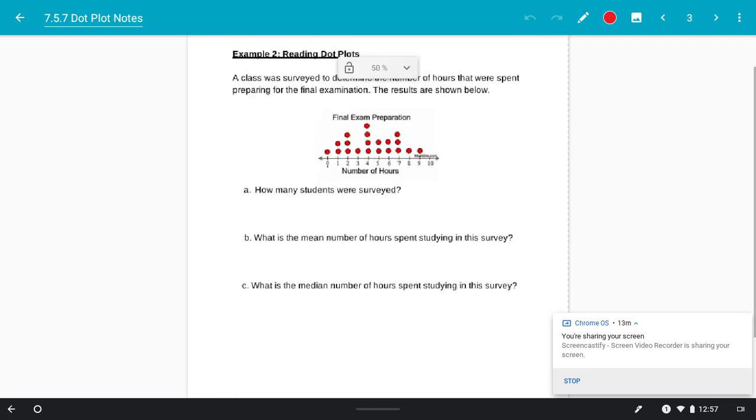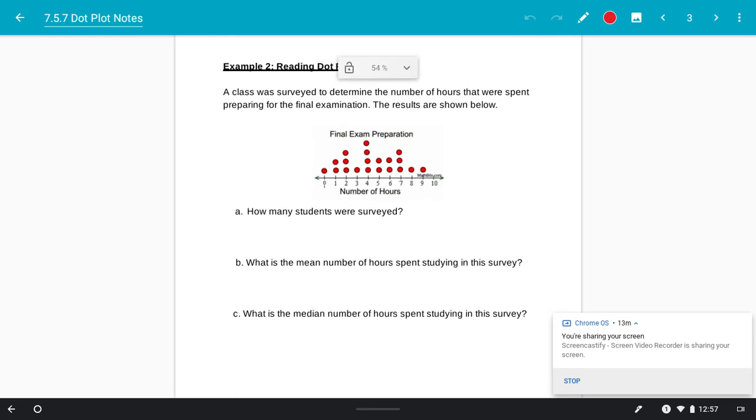We should also be able to not just construct, but to read a dot plot. So be able to just be given a dot plot and make some claims about it. So a class was surveyed to determine the number of hours that were spent preparing for the final examination. The results are shown below. So the first question asks us how many students were surveyed. So to do this, I'm going to count the dots because every dot represents a result.